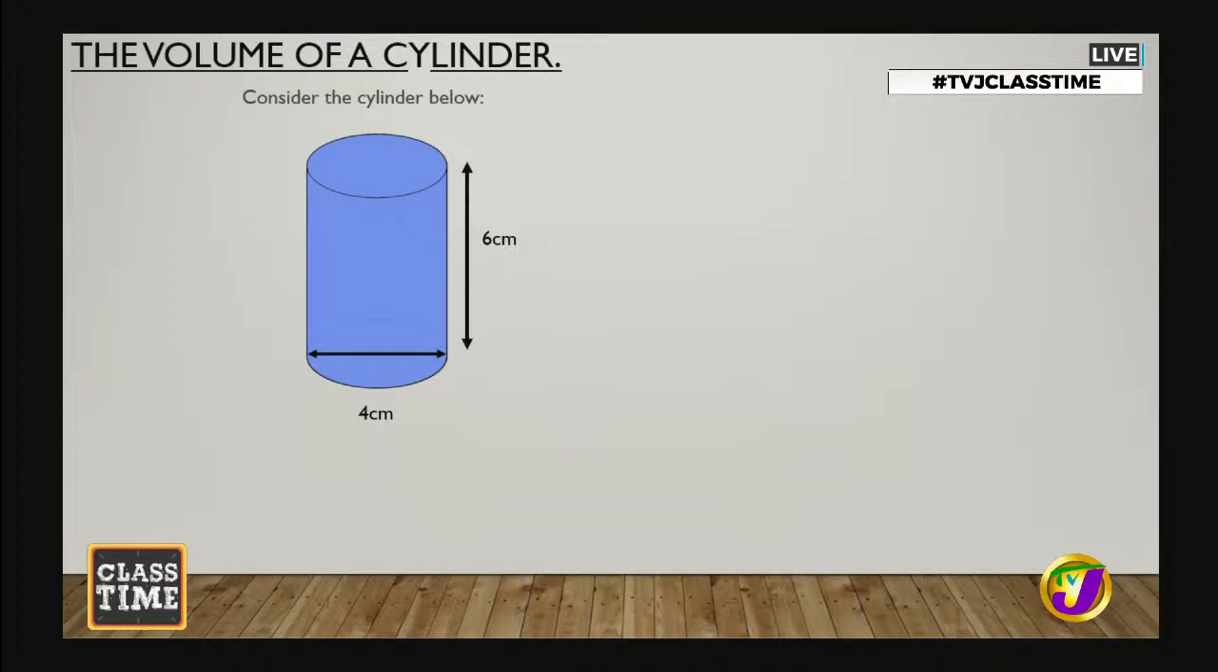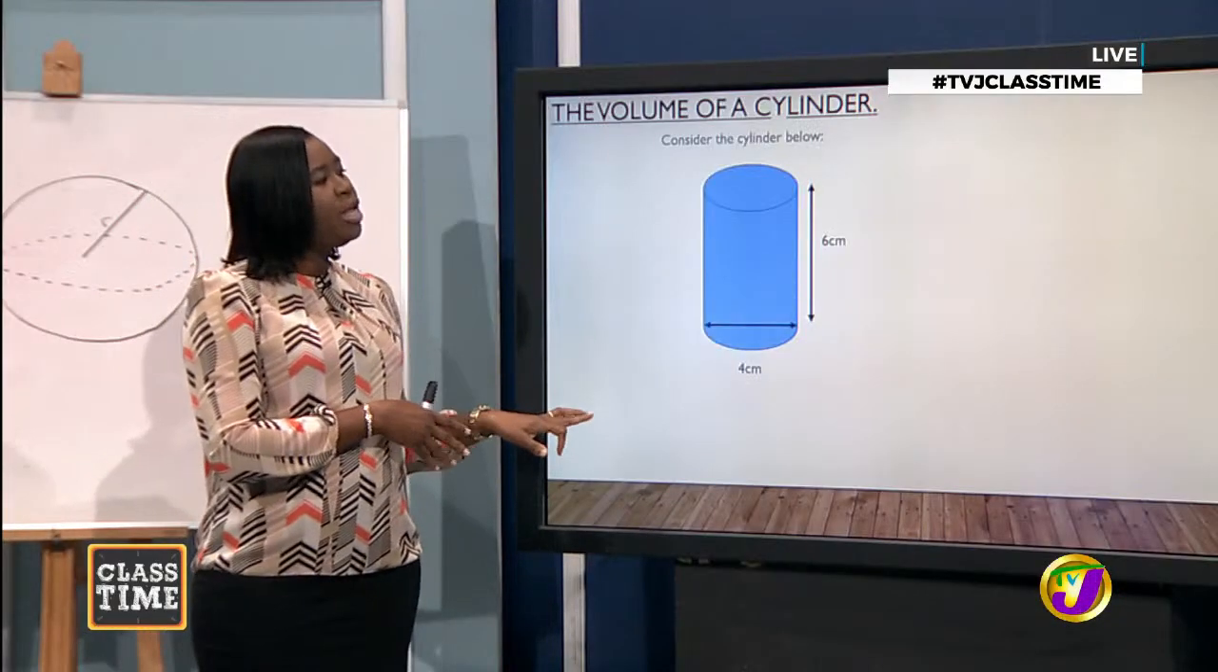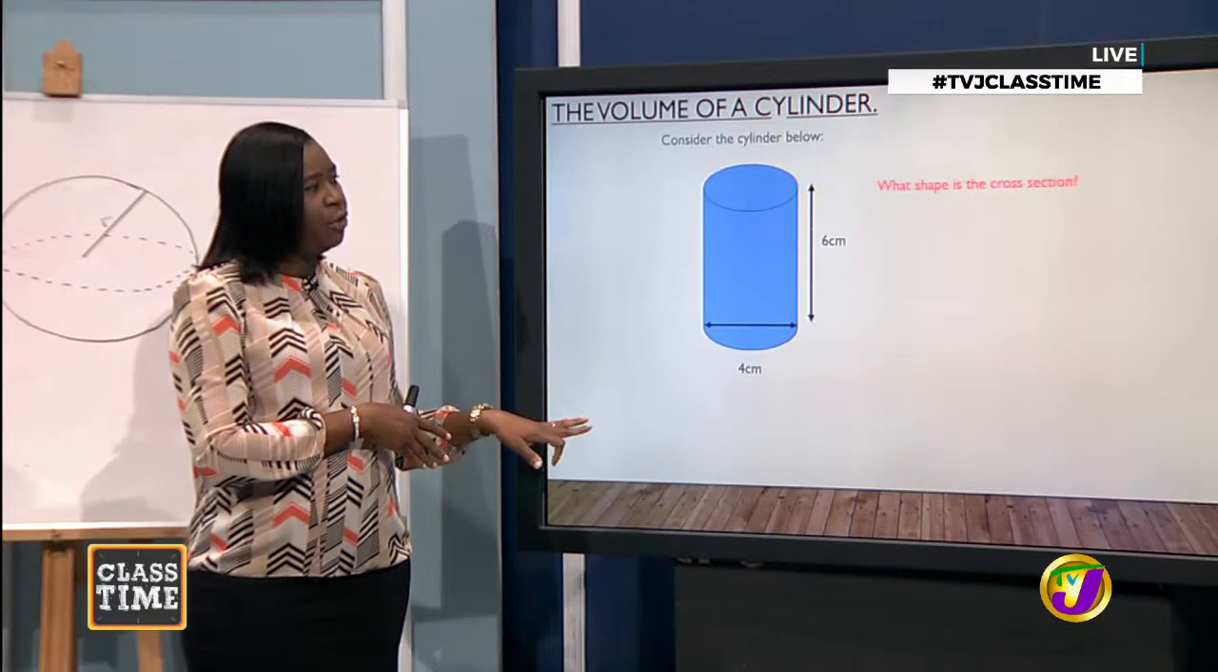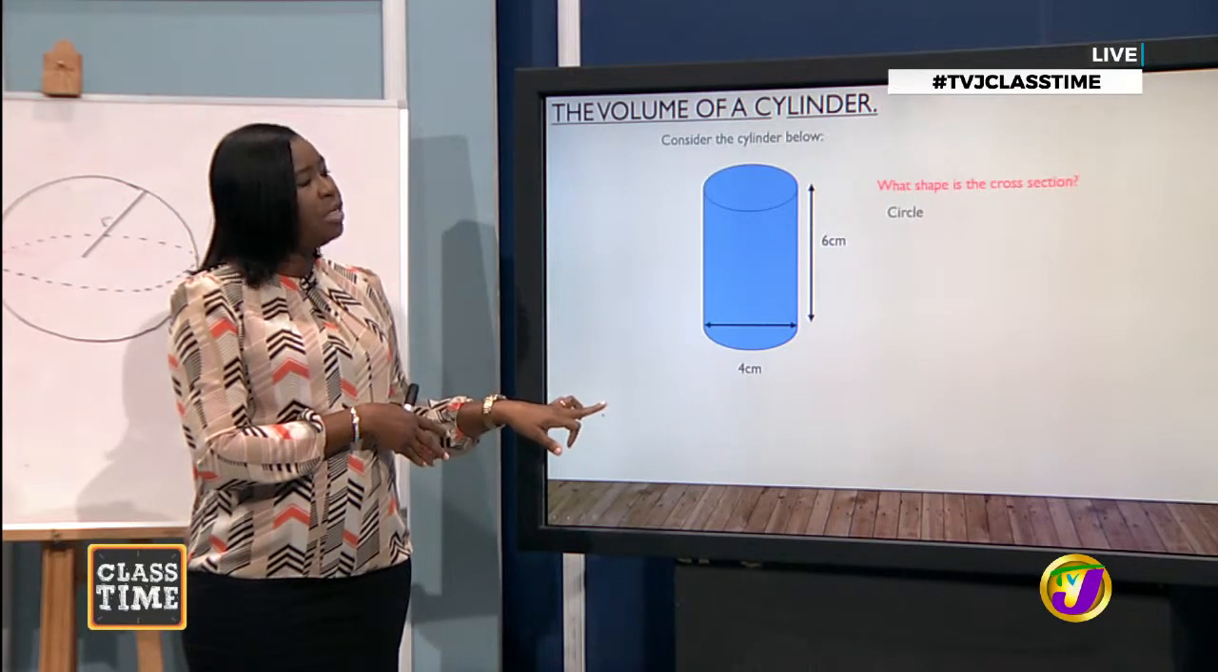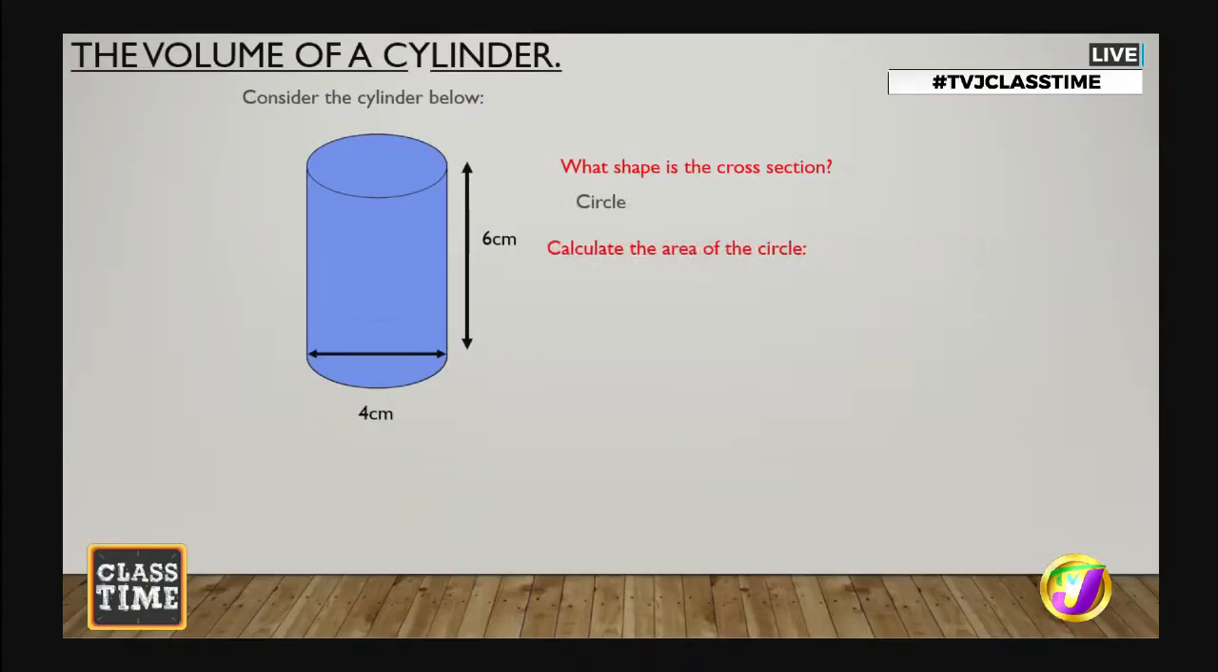So based on our previous activity with the cuboid, what would we be doing with the circle? How will the circle help us? We can find the area of that circle to get the area of the cross-section and then multiply that value by the height. Very good. So we need to find the area of the circle. The formula for the area of a circle is pi multiplied by radius squared. Now notice in our example here, we are given the diameter.